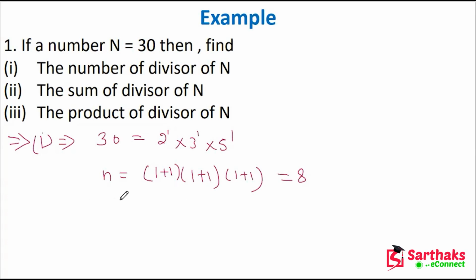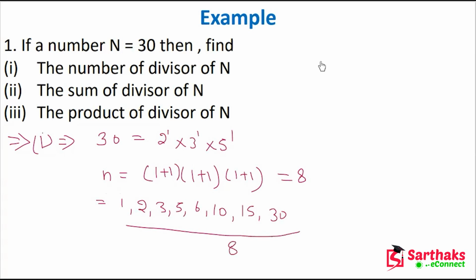We can verify this very easily. We can divide 30 by 1, 2, 3, 5, 6, 10, 15 and 30. So there are 8 divisors. I hope you get this point.